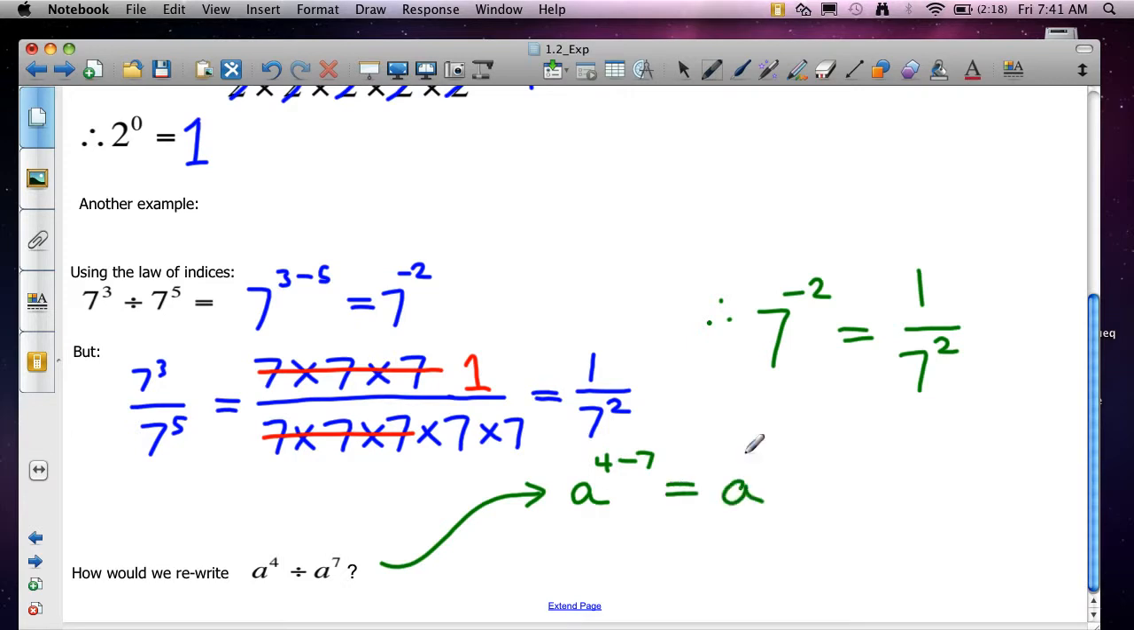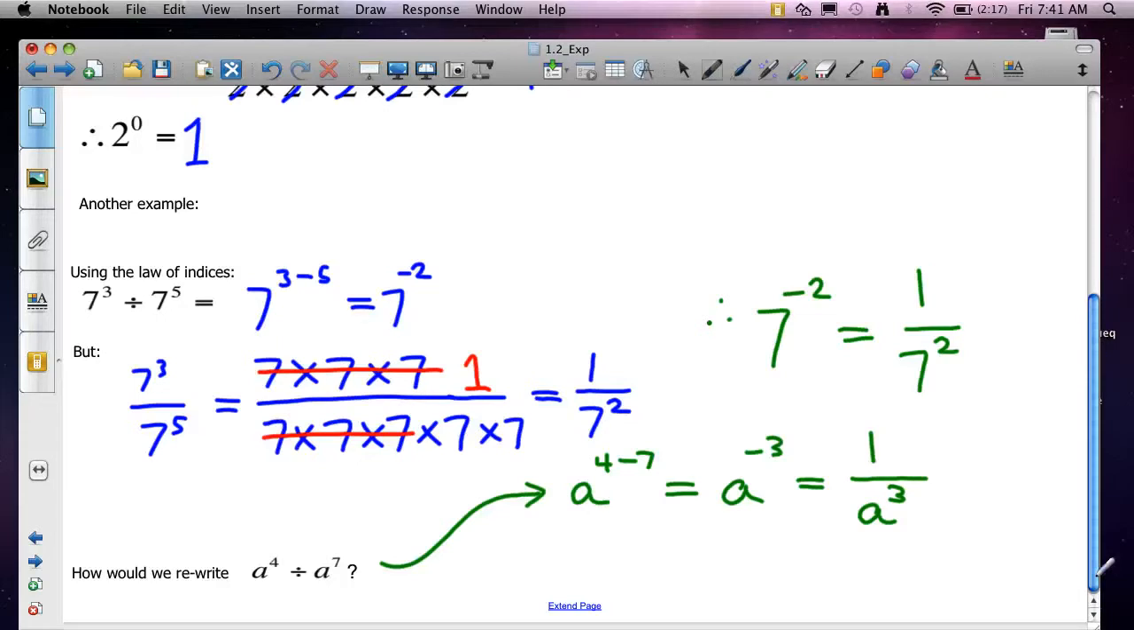If you said a to the negative third, you're almost right. Because if you remember, we have to have a positive value. So the way to make that positive is to change it so that it's in a fraction, and you now have your negative index becomes positive when it's placed in a denominator. Super awesome stuff.